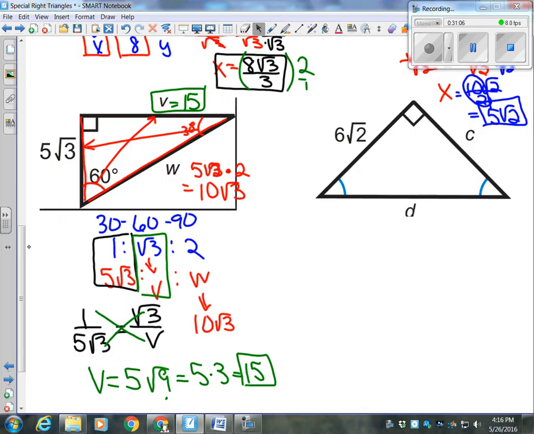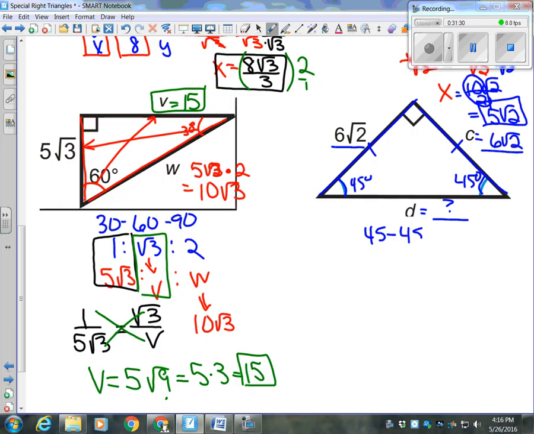Last one of the practice problems. I appreciate you sticking with us. If this is 45, that makes this one 45. And basically, what can you tell me about the two legs across from the 45? Aren't they the same length? So if this is 6 square root of 2, I probably can reason out that this one's the same thing. So I bet it's also 6 square root of 2, which means D is the only one left to find.